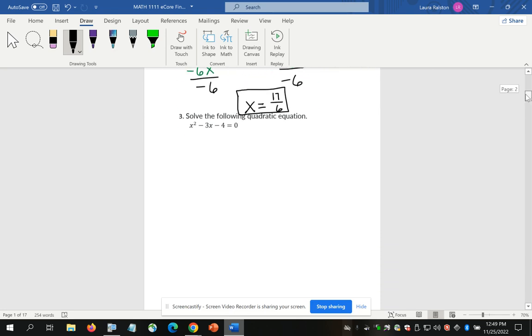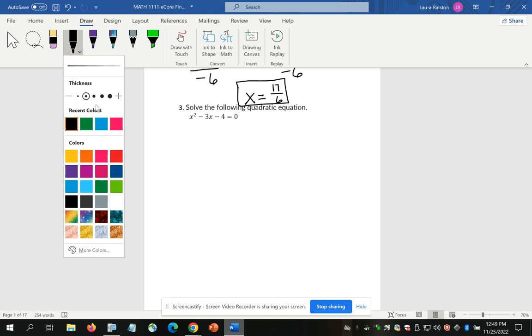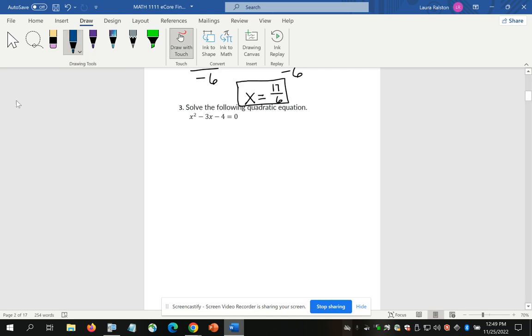Question 3 says to solve the quadratic equation. So they identify it as a quadratic, and when you have a quadratic equation, you have two options for solving. One, you can factor, or two, you can use the quadratic formula. Now, I anticipate that most of you will probably use the quadratic formula, but I'm going to solve this one by factoring, and then number 4 is another similar problem, and I'll do it by quadratic formula.